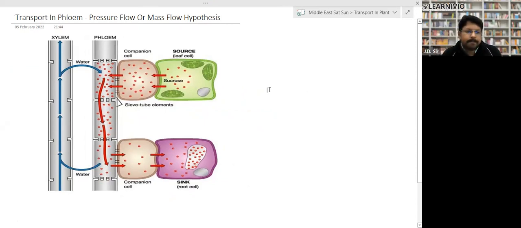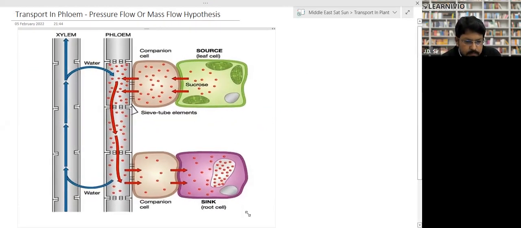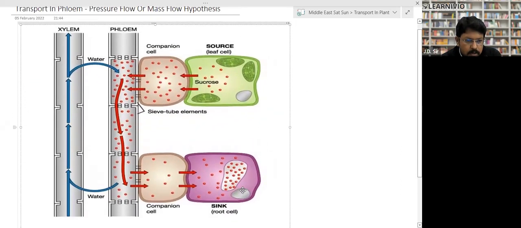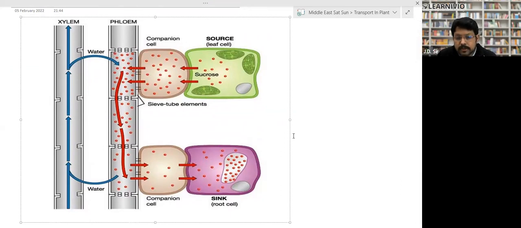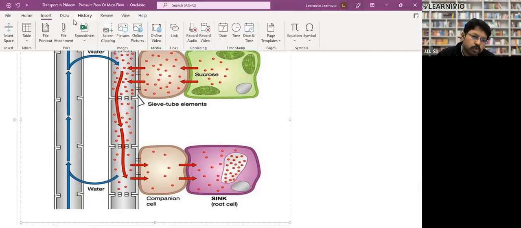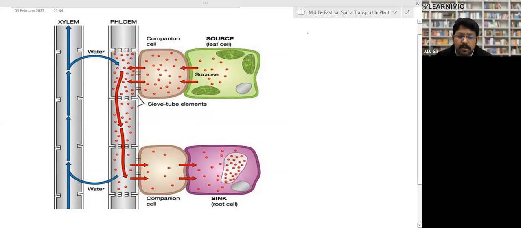Try to understand what this actually is. In this hypothesis, there is a relation called source and sink relation. Let me make it clear what the source is. Source is that part where photosynthesis is taking place, right? So in this theory we call that the source, because that is the part which is making the food.